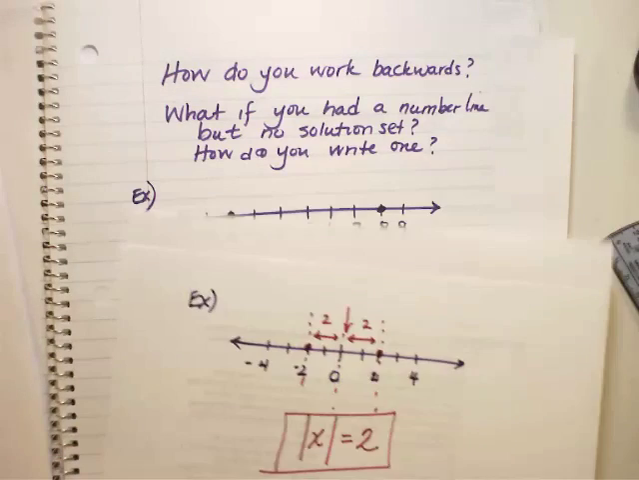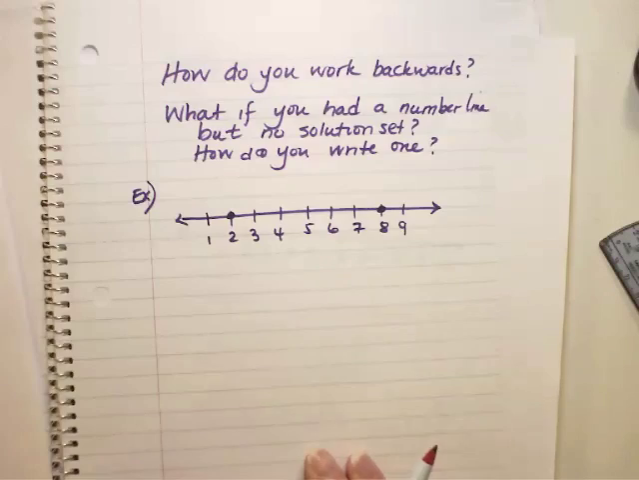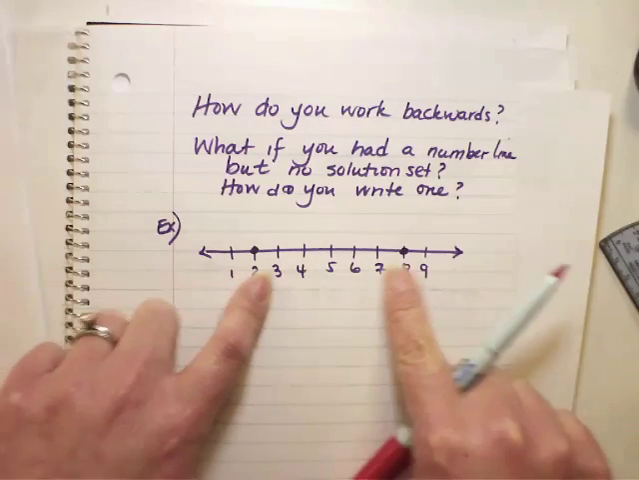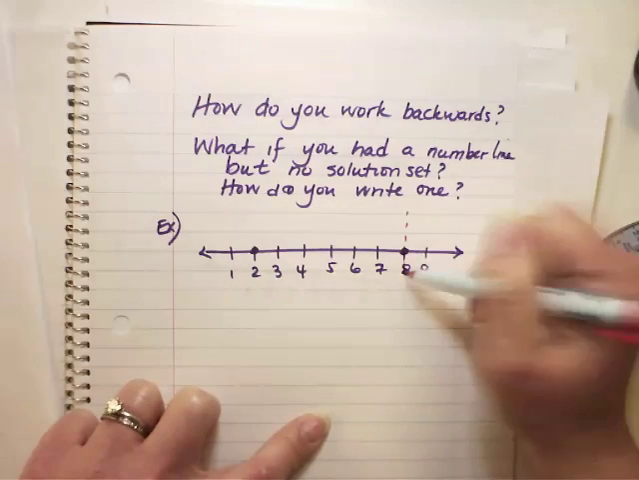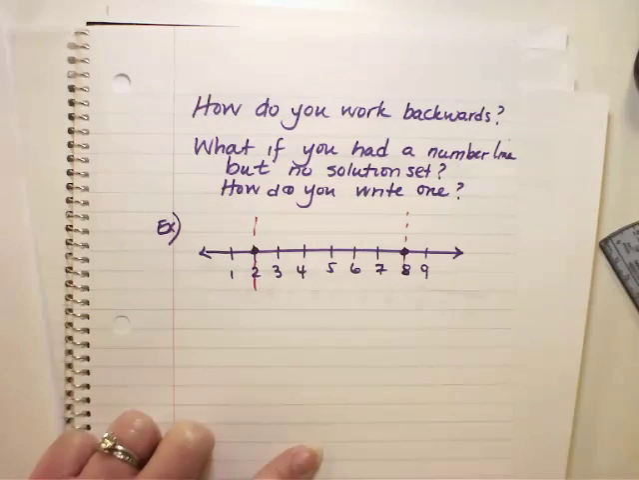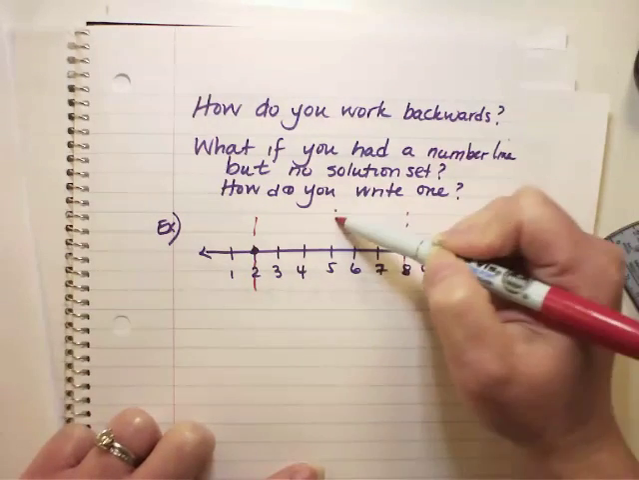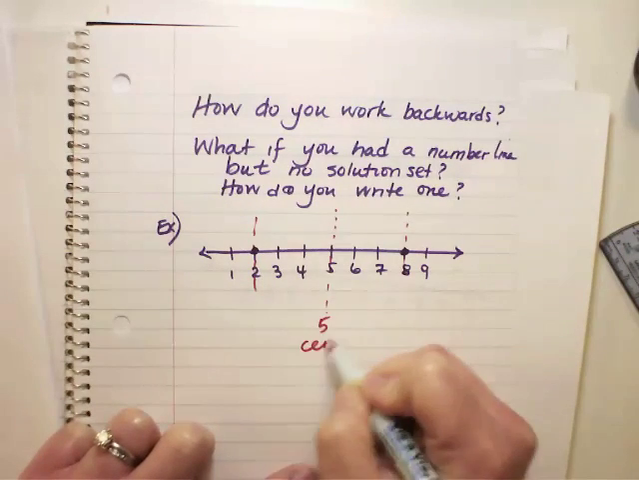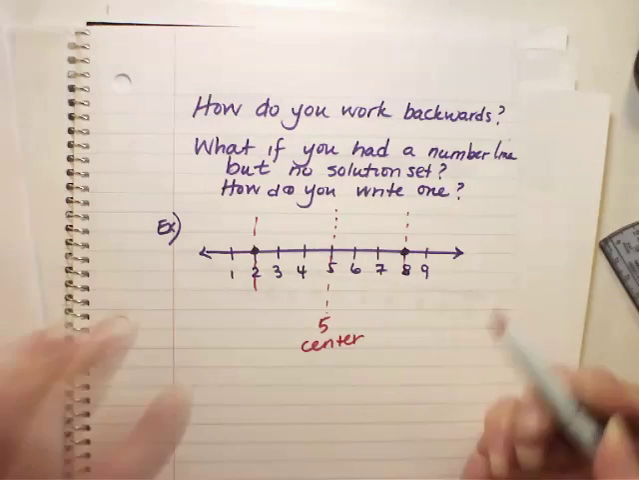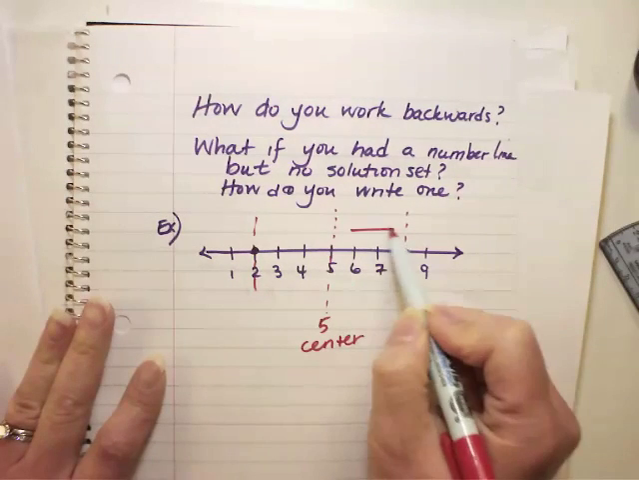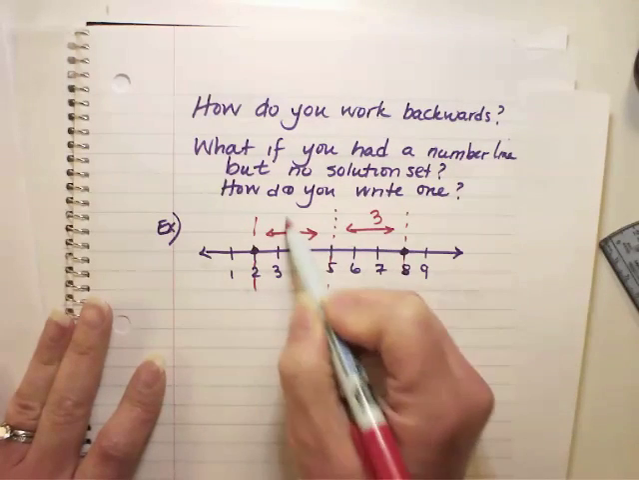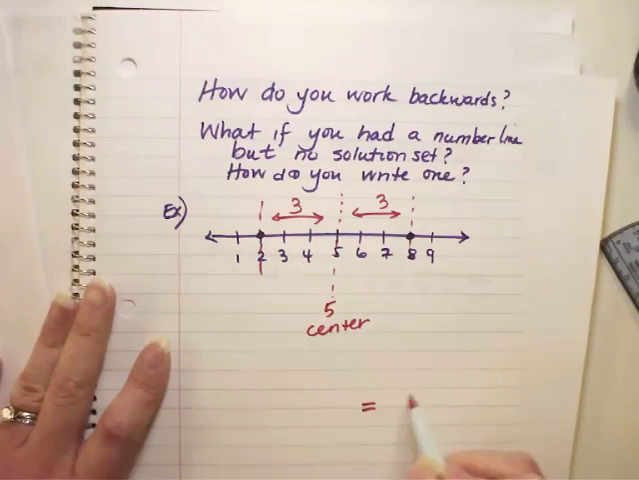So what if I had this? I have 2 and 8. What I'm going to do is find my middle right now. So here's my 8 and here's my 2. What's in the middle? 5 is in the middle. So 5 is my center. How far away from the center is this? Let's see. This is 1, 2, 3 away. This is also 1, 2, 3 away. So I know my distance is 3 away.